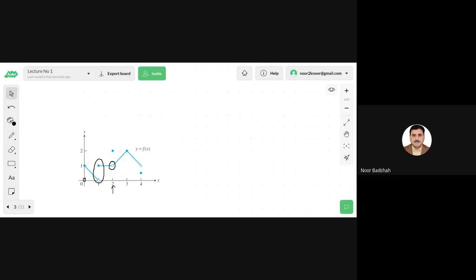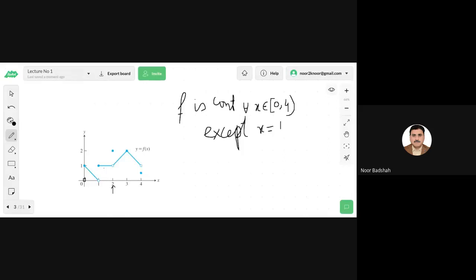So in this case, we can see that f is continuous for all x belongs to the closed interval starting from 0 up to 4, since continuous at 0, but discontinuous at 4, so open interval, except x is equal to, which points? 1 and 2.